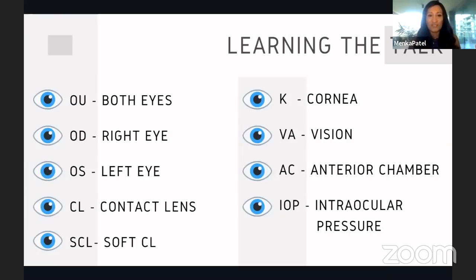So ophthalmology has its own language, and this is something that you get thrown into when you start residency, or if you're doing a rotation in ophthalmology, but I want to put it out here. In case you come across any cases or read ophthalmology notes, this will help you understand what we're talking about. So the first one here, OU, is both eyes. OD is the right eye, OS is the left eye, CL is contact lens, SCL is soft contact lens. We use K for cornea, VA for vision, AC is for anterior chamber, and IOP is for intraocular pressure. This is just a brief exposure. There's a bunch of other acronyms that we use. So if there are other ones on the slides here, I'll try to explain them along the way.